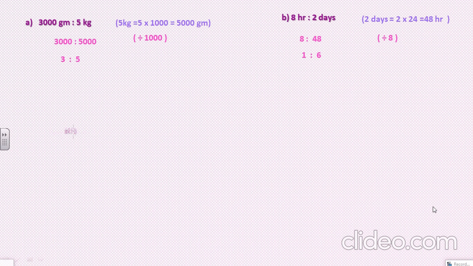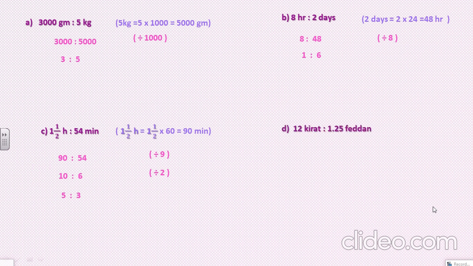The third question, 1.5 hours and 54 minutes. 1.5 hours is the bigger unit, so we multiply by 60. 1.5 times 60 equals 90 minutes. Now we have 90 and 54. We simplify by dividing by 9. 10 to 6, we simplify again, but divided by 2. The answer will be 5 to 3, and this is the simplest form.